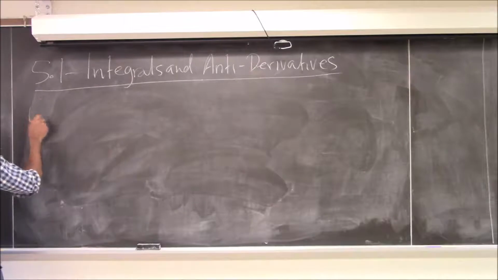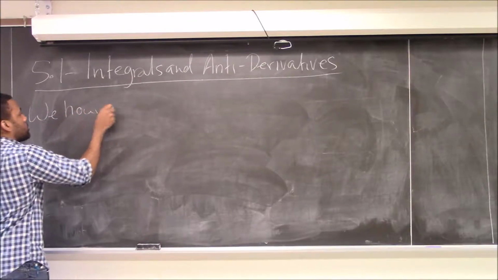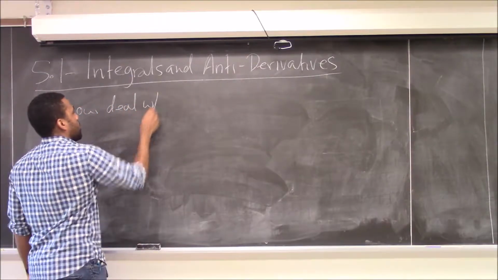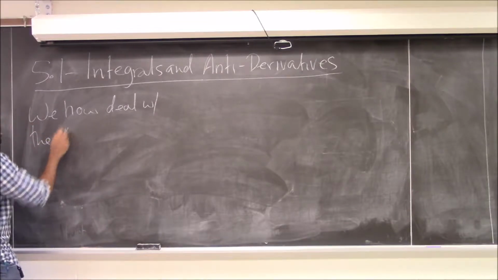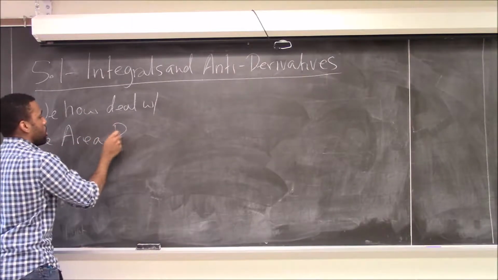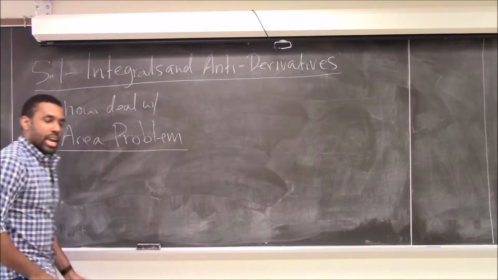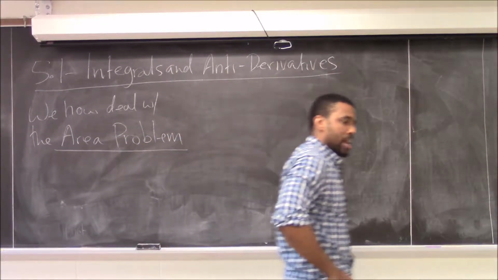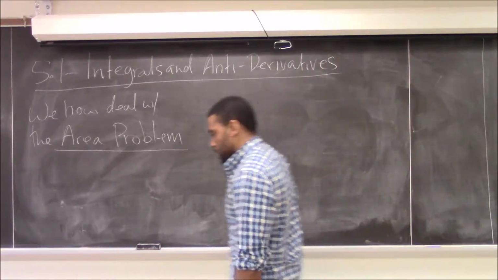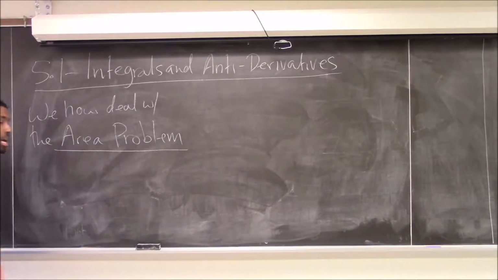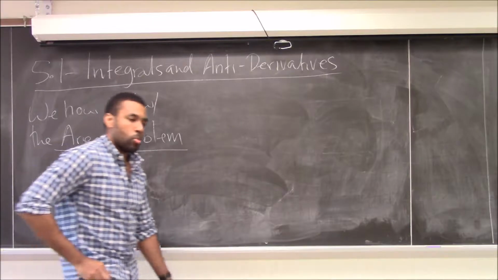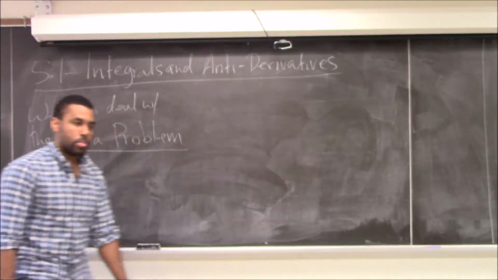There's a so-called area problem, right? So the derivative was the answer to the rate problem, figuring out how fast this thing is changing. Now we're going to consider the area problem, which is how much space this thing is taking up. What is the area or the volume of something?